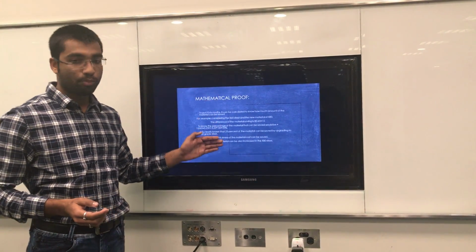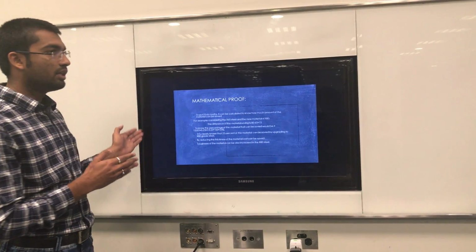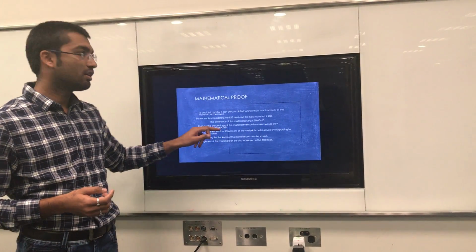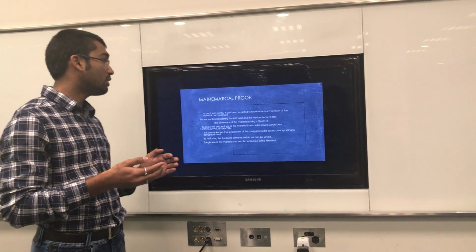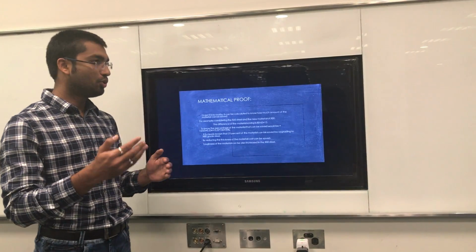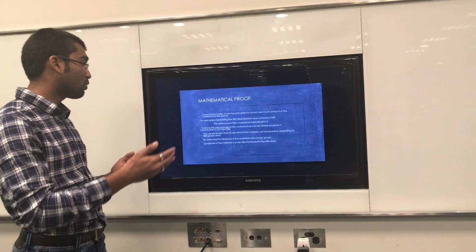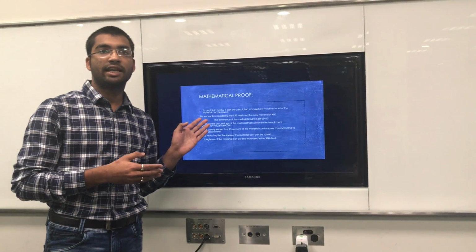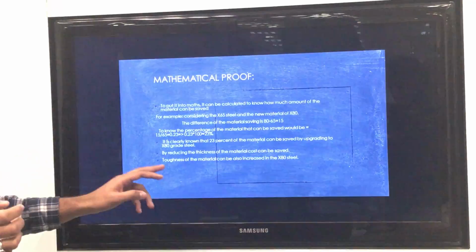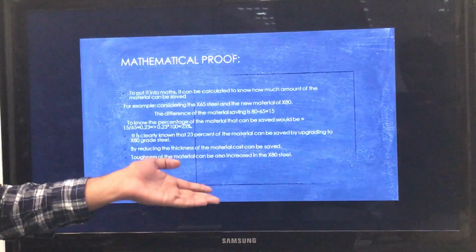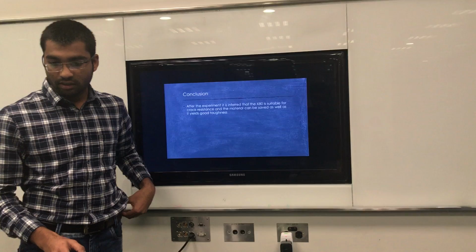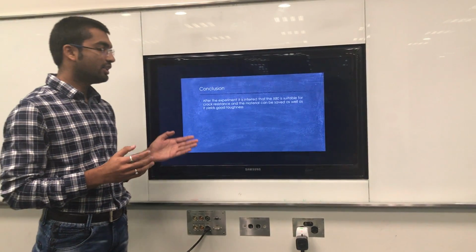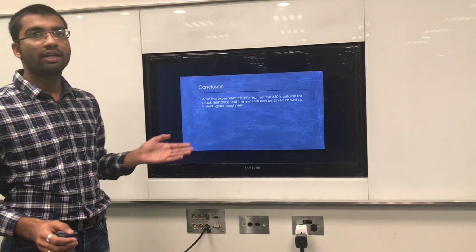Coming to the mathematical proof in my experiment, compared with the previous material we can save 23% of the material, which would be very useful in the future, so that we are covering lots of cost and saving lots of material. By reducing the thickness with X80, it shows good strength compared to previous materials. The toughness of the material can also be retained in the X80 steel. And coming to the conclusion, it is very suitable for using this material. The crack resistance is good, material can be saved, and it yields good strength.